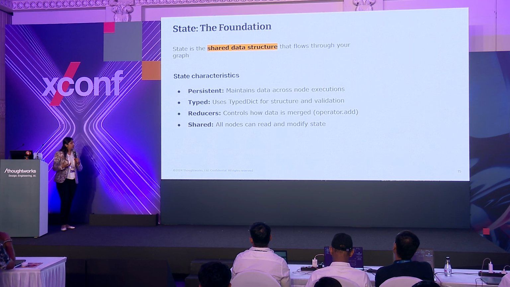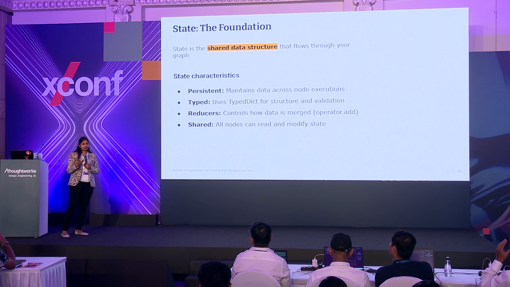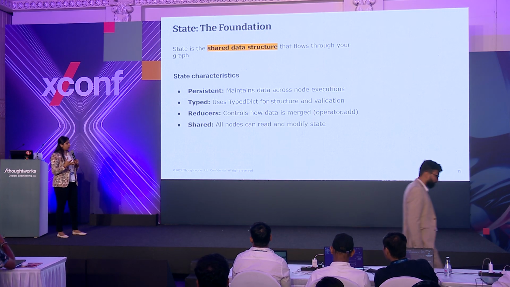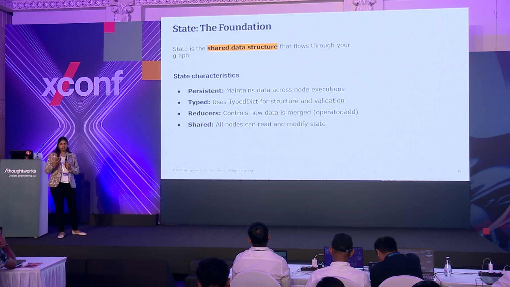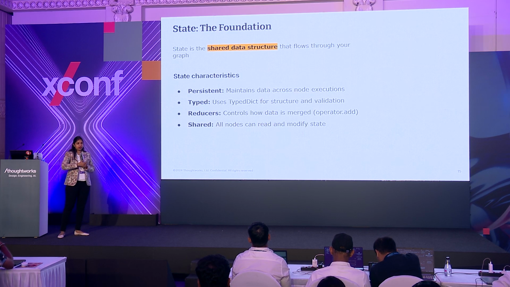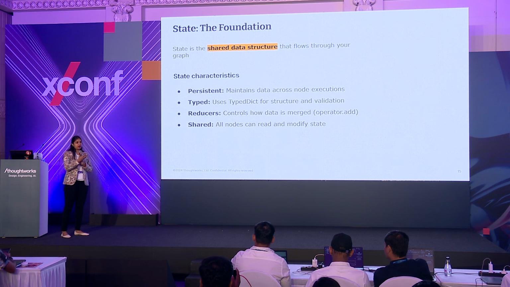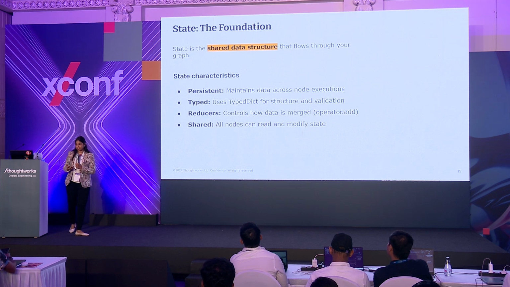As I already mentioned, you can persist the data. We have different types of data structures with which we can store the state. Then there are reducers, where you can control things: if multiple agents are working and everyone is giving you different results and you are combining them, the whole context can increase. There you can control how to merge the data received from different nodes. And all nodes can read and modify the state.